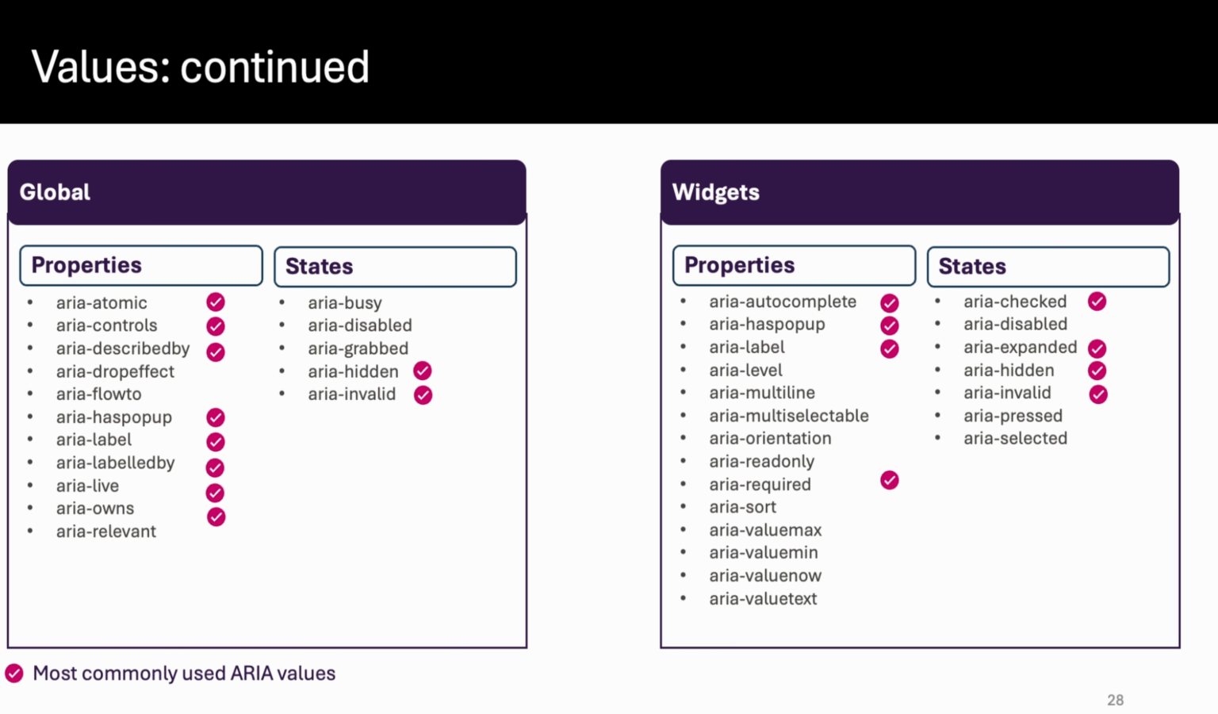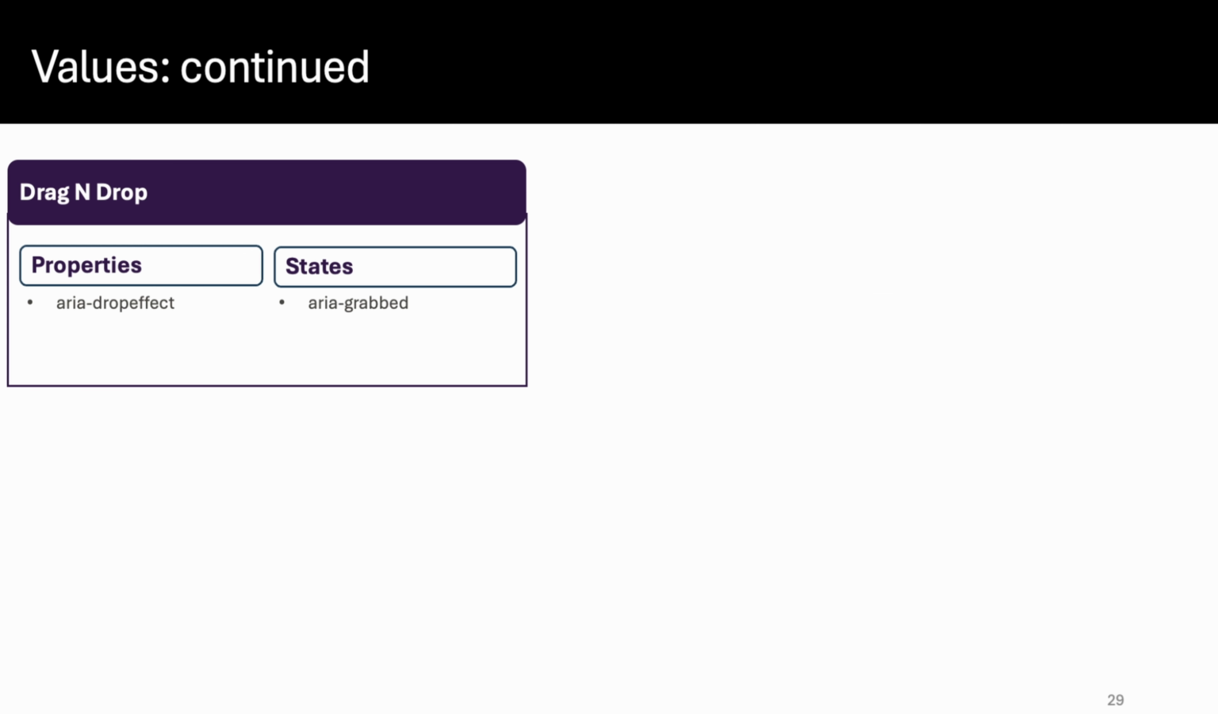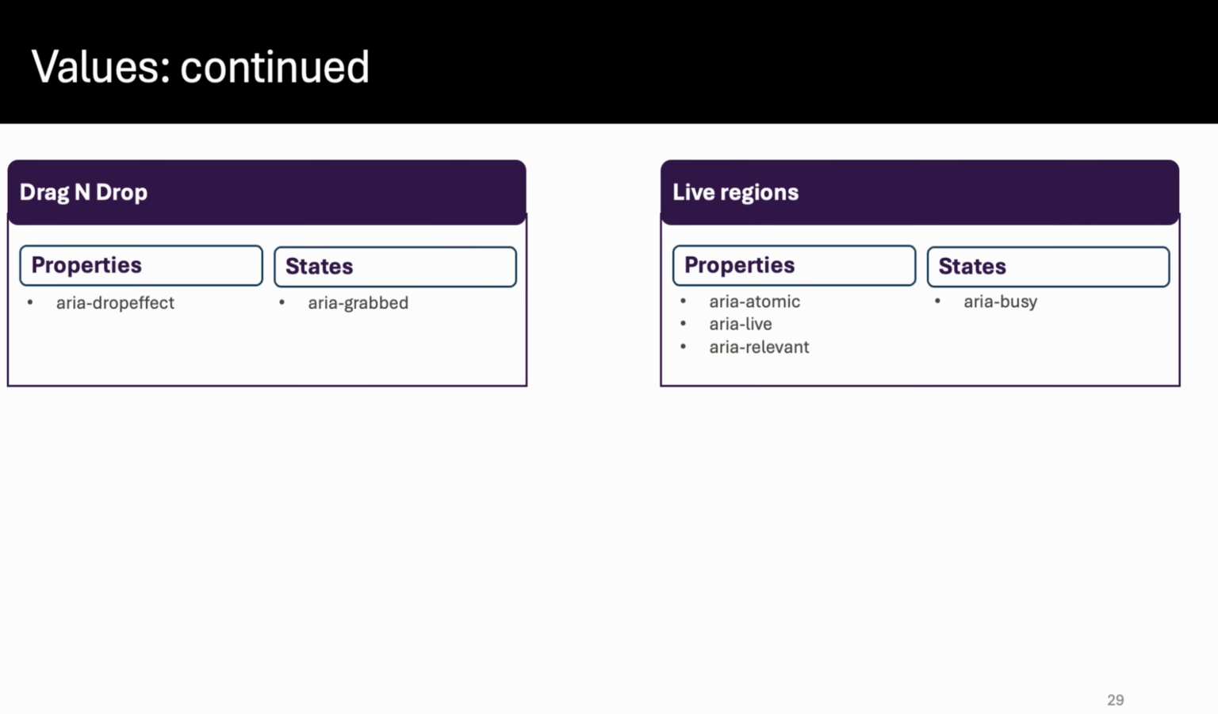And here are the most commonly used ARIA values. Some ARIA states are used for specialized patterns like drag and drop, and some are used for live regions. For this video, the most important bridge is live regions, because dynamic content is one of the places where accessibility often breaks. Now, let's move into live regions, one of the most misunderstood ARIA features.